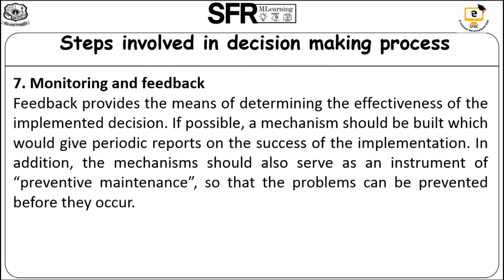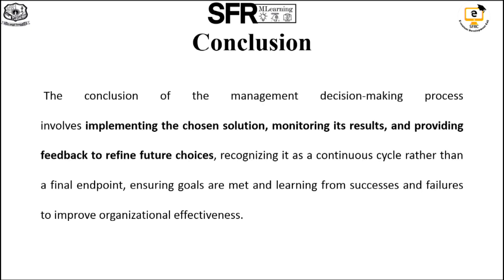Then the last step in decision making process is monitoring and feedback. Feedback provides the means of determining the effectiveness of the implemented decision. If possible, a mechanism should be built which would give periodic report on the success of the implementation. In addition, the mechanism should also serve as an instrument of preventive maintenance so that the problems can be prevented before they occur.